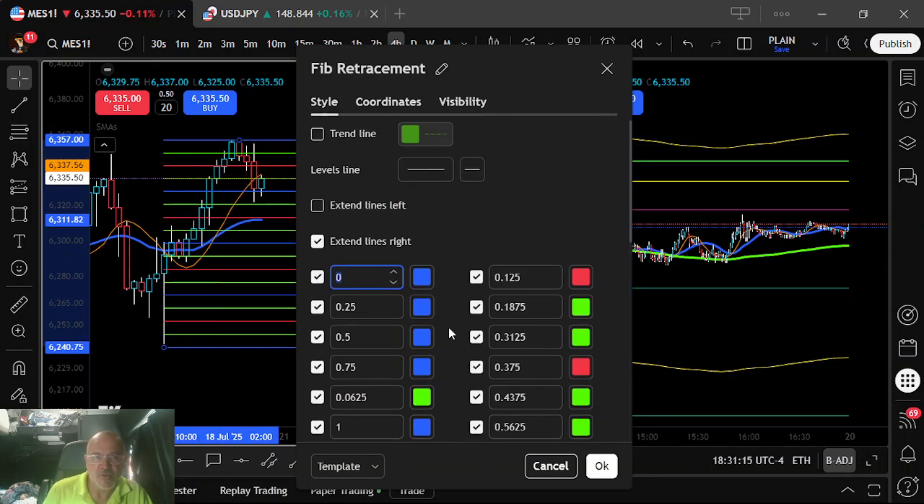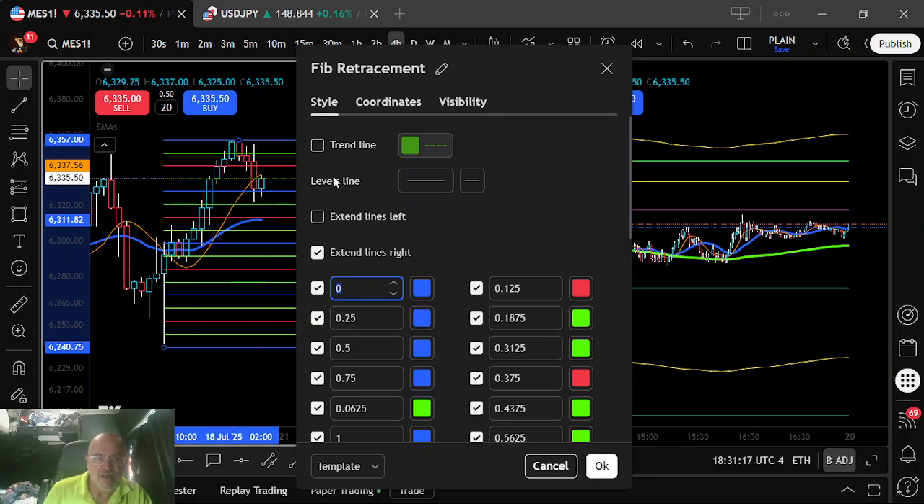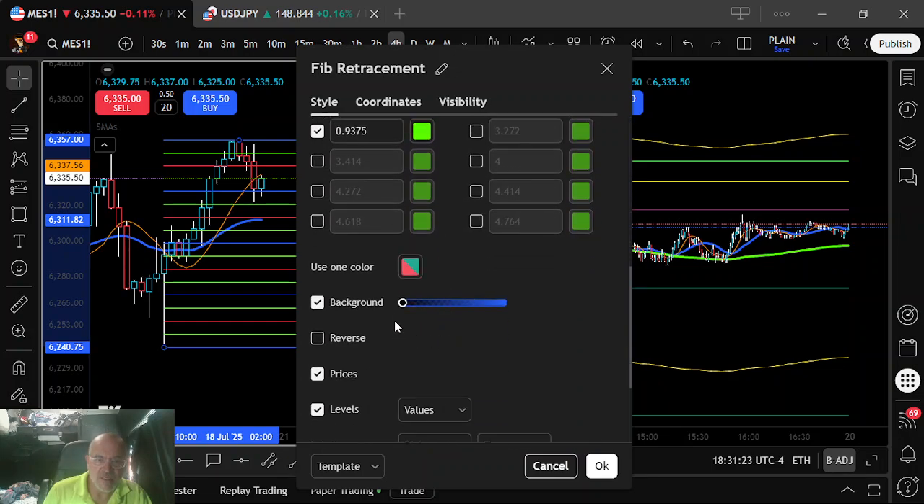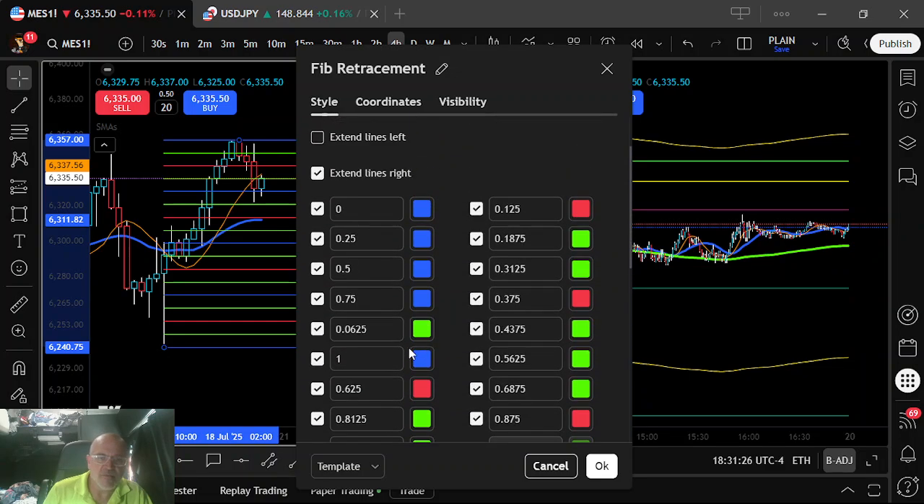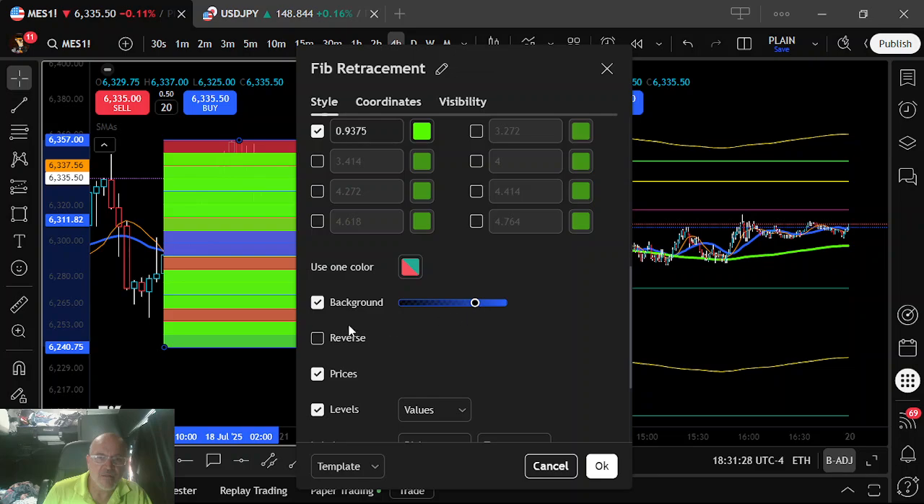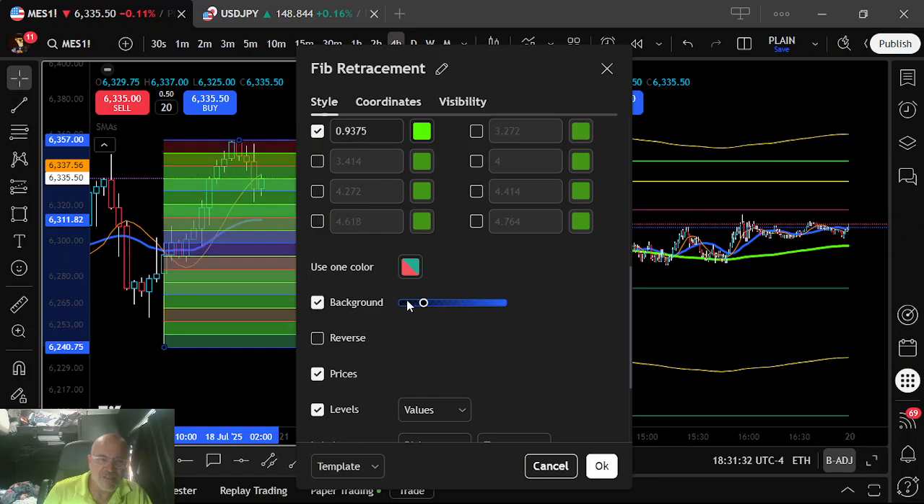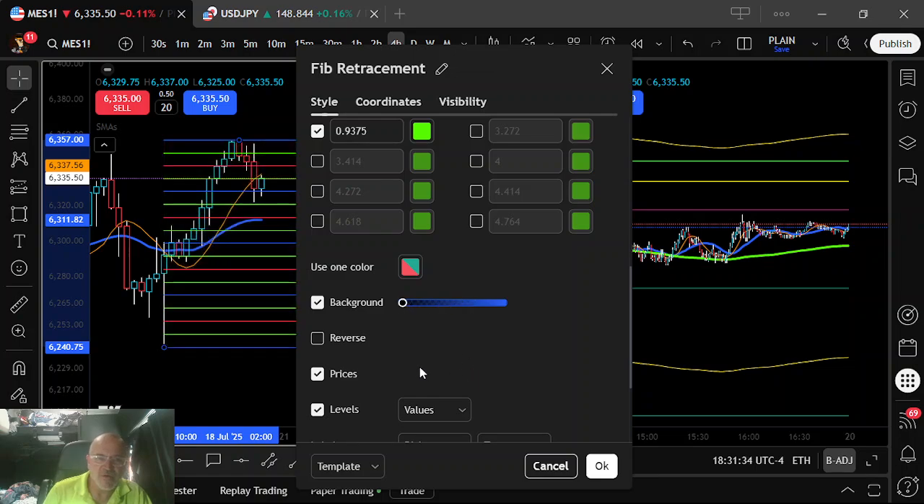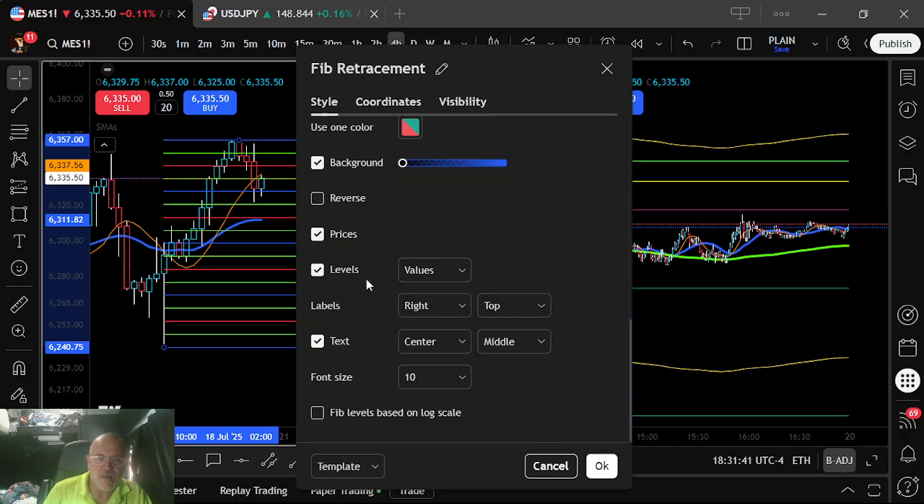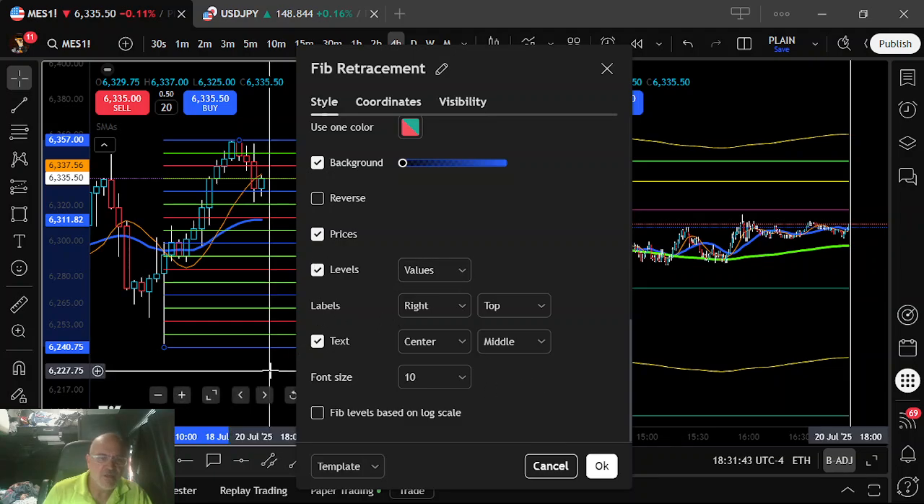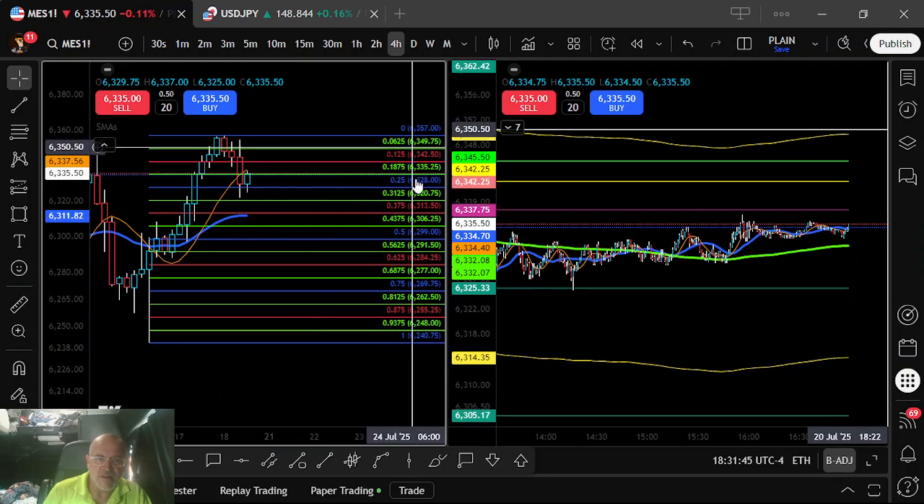You do whatever colors you want. I extend the lines to the right because I want to see it in future price. I do not use a trend line, and that is it. Do not use the background colors because it will give you the colors that you've put in for your lines. You don't want to see that. Just go 0 opacity on your background, and I have prices and levels marked. My levels are the values, which you can see on this side of the chart.